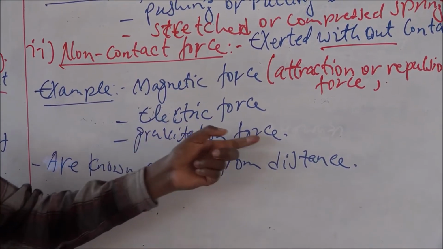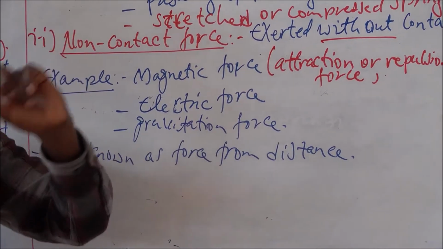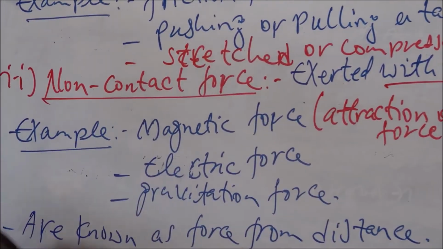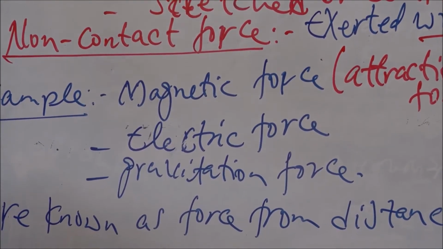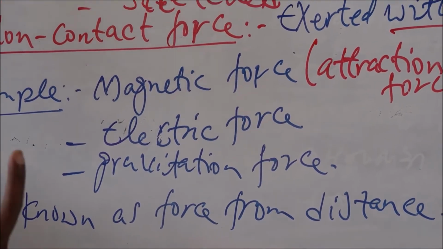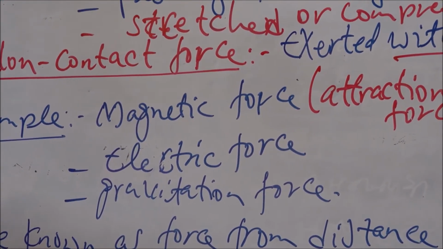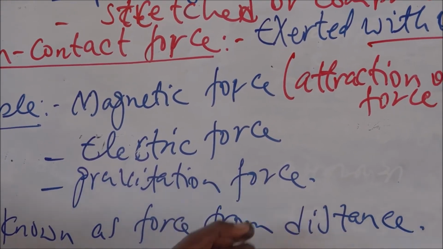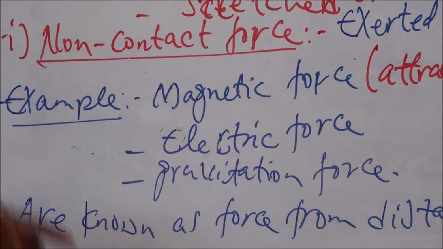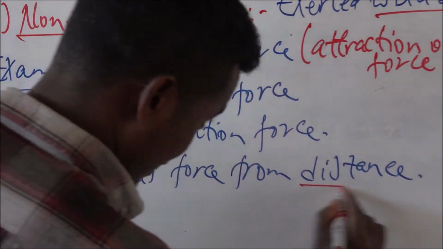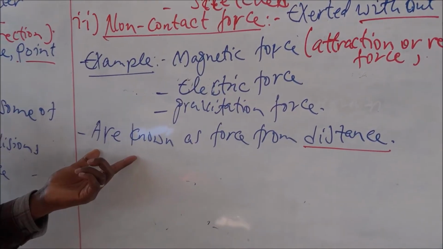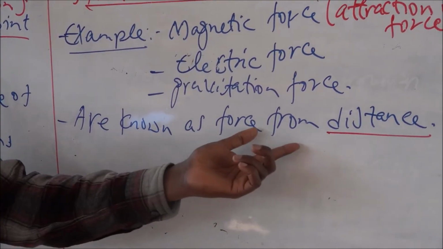And then gravitational force. If you throw a body into the sky, it comes back and falls down to the earth. Because of what? Because the earth applies a non-contact force on the body. Therefore, non-contact force is applied from a distance, and the other name for non-contact force is force from a distance.